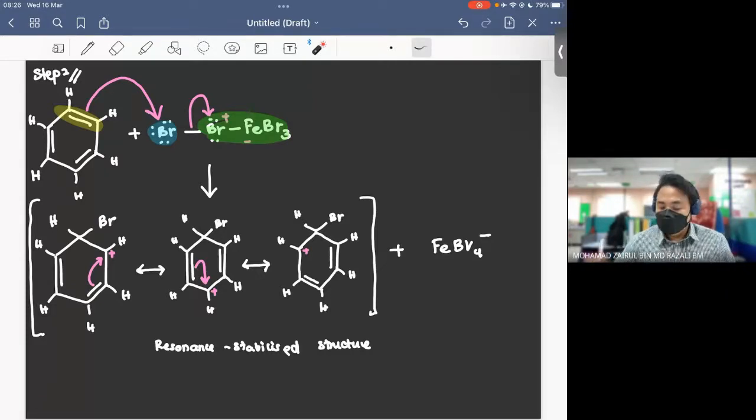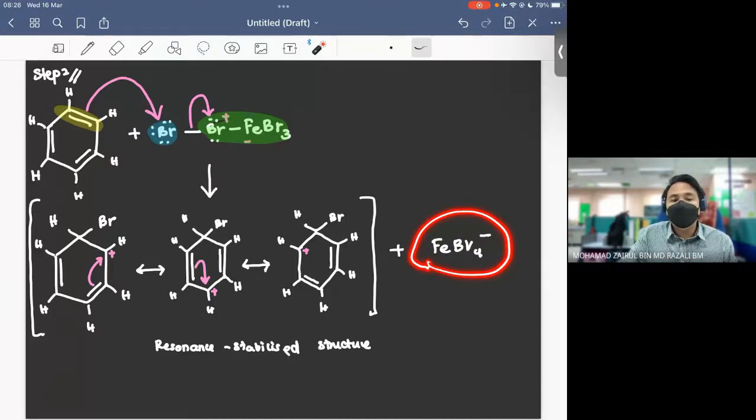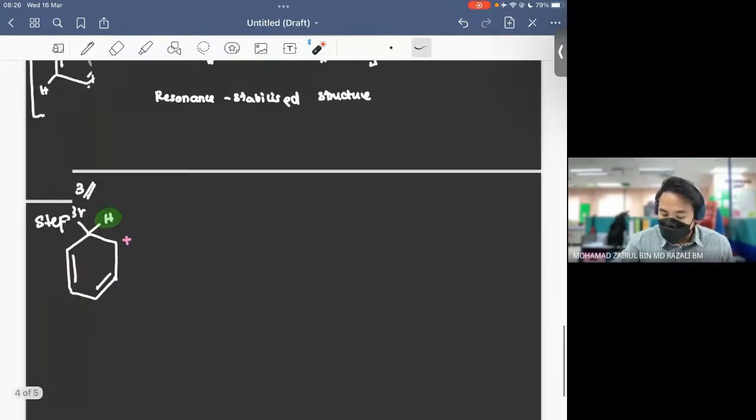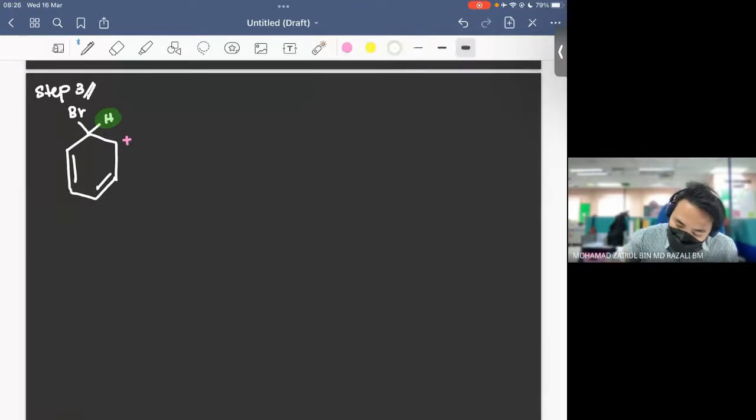So, sekarang ni yang FeBr3 asal tadi, dia kan dah jadi FeBr4 minus. So dah kita tahu FeBr3 tu adalah kita punya catalyst. So maksudnya dia boleh regenerate balik. So maknanya daripada FeBr4 minus, kita kena tukarkan balik jadi FeBr3. So macam mana nak tukarkan dia adalah, okay, dia macam ni. So kita kena buang satu, okay, kita kena remove satu bromine daripada FeBr4 minus tu.